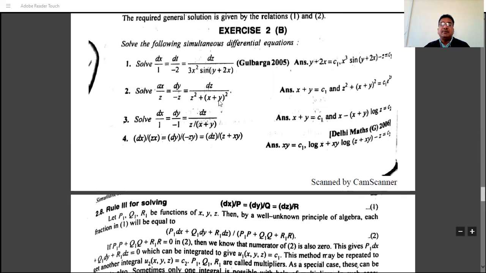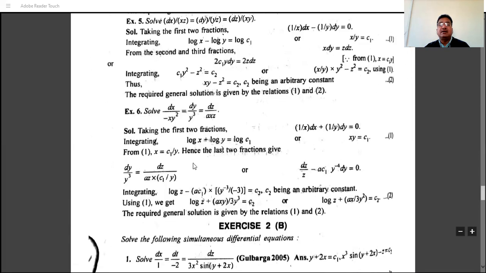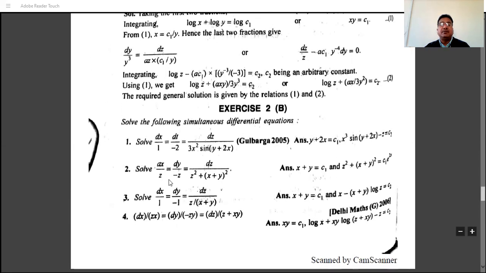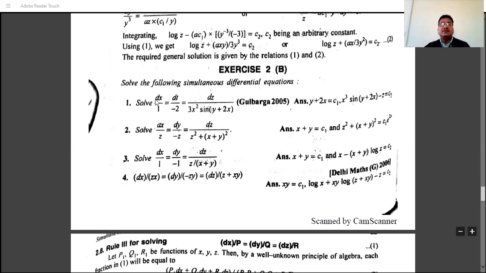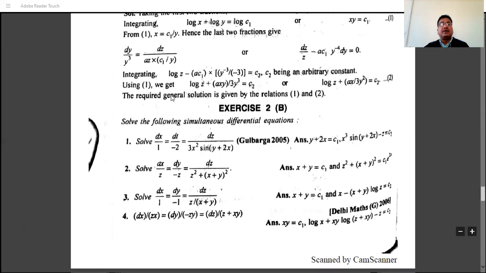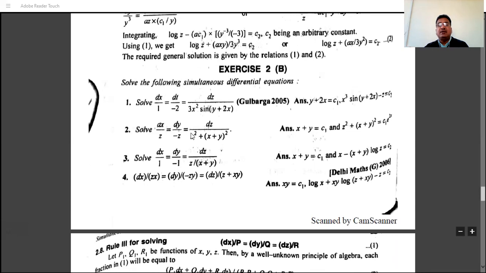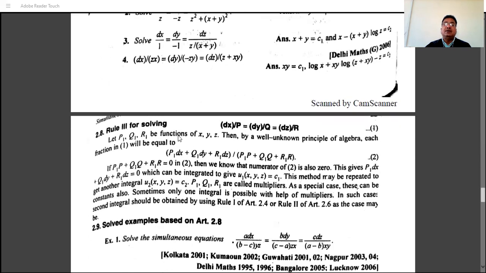Okay, so solve these exercise problems, and these again depend on the sub method. These are of this type, that is sub method of the method number 1. That is, first find the solution. Here the variables are dx, dy, dz. Correction: it is not dt, it is dy, right? Dy by minus 2. So solve these examples by using the sub method of method number 1. That is, find first solution by considering any two fractions, and use that solution to obtain the second solution of the differential equation.